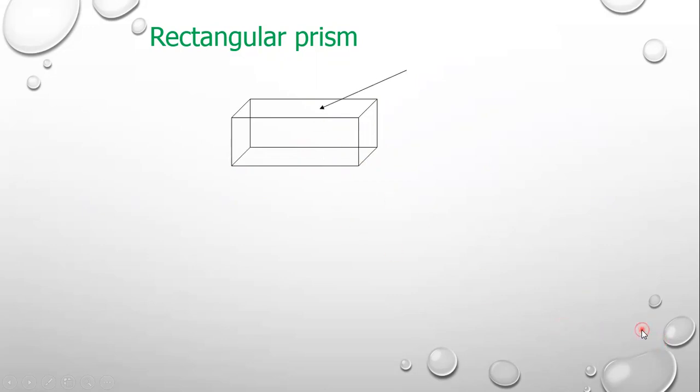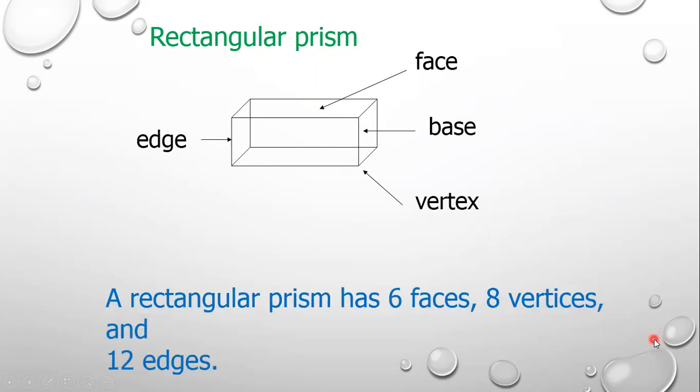This one here is its face, as you can see. Then you see the base where it is, then you can see the vertex, and you can also see the edge where it is. So a rectangular prism has 6 faces, it has 8 vertices, and it also has 12 edges, as you can count, or you can go ahead and count from there.